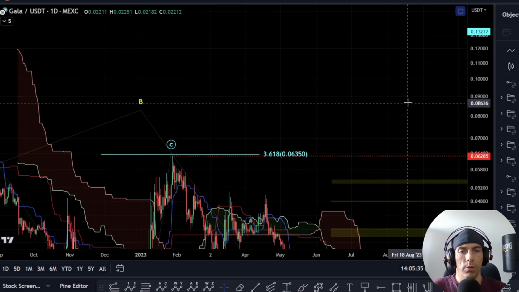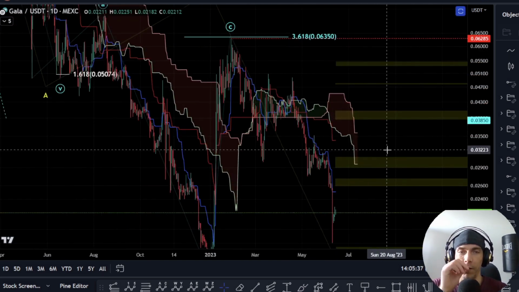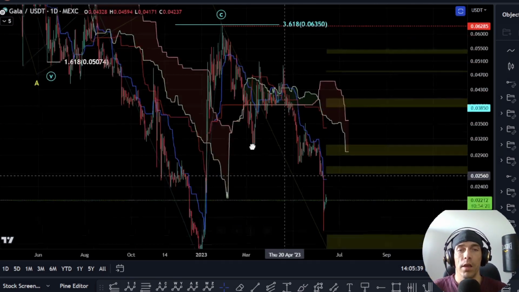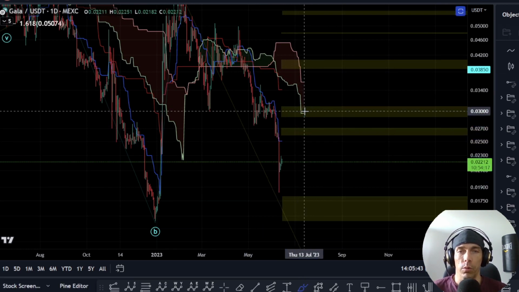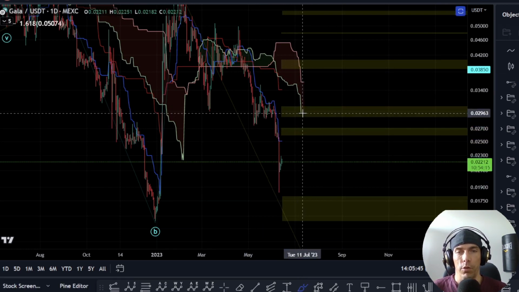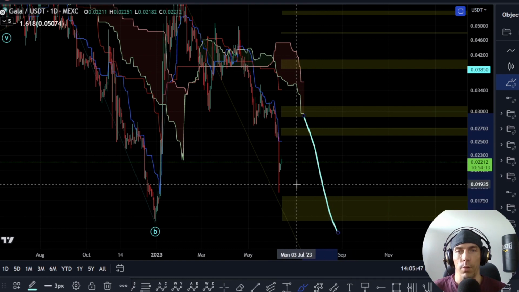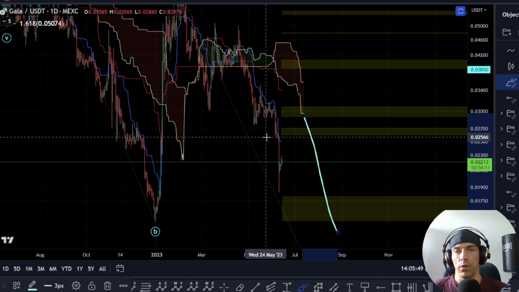Now on the daily, what we can see is we've started to develop this cloud above us again. So any kind of a 3-wave structure into this cloud, I would be slightly cautious of, where we could see a rejection off of this and then that continuation to the downside. So just be mindful of that.